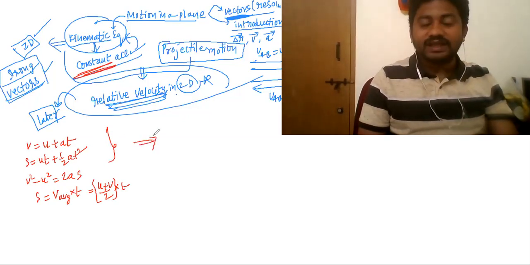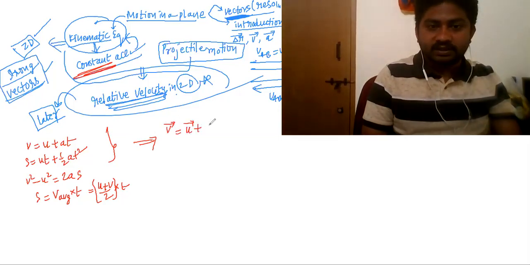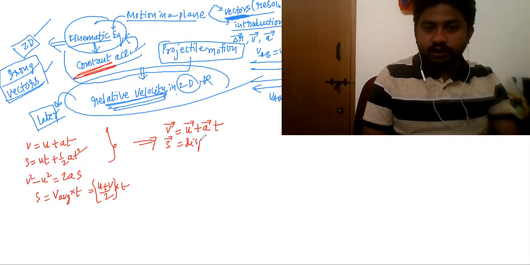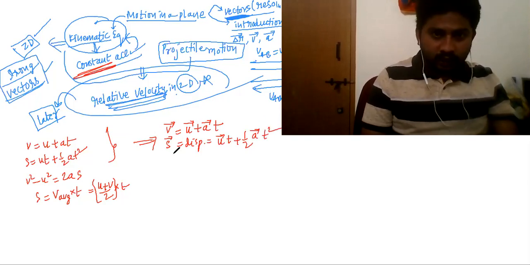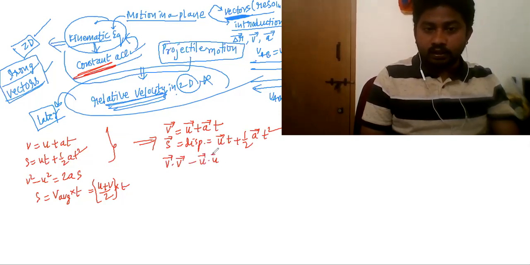And these equations of motion in two dimension can be written in this way. See, v bar is equal to u bar plus a bar into t. Then s bar is what? For displacement, that is important. Displacement is equal to u bar into t plus half into a bar into t square. Okay, now v square minus u square is equal to 2as can be written as v bar dot v bar minus u bar dot u bar, which is equal to 2 into a bar dot s bar. Okay, so then this displacement can be written as (u bar plus v bar) by 2 into t.